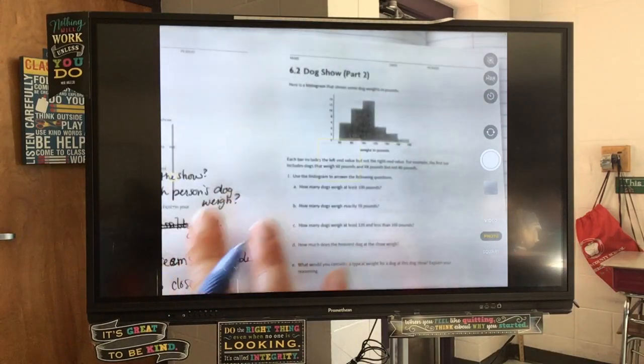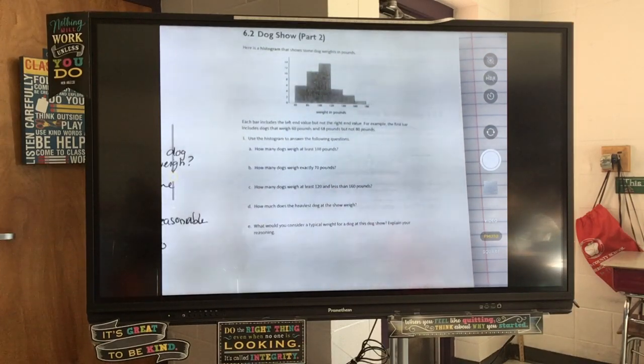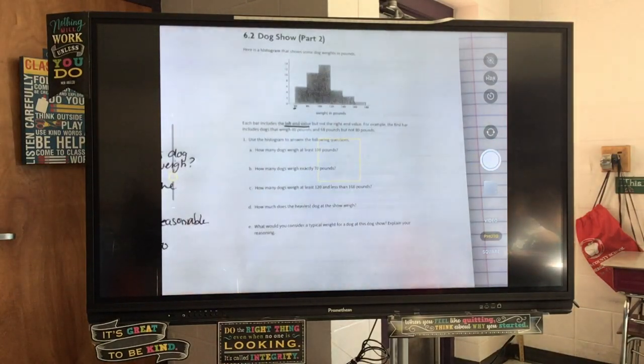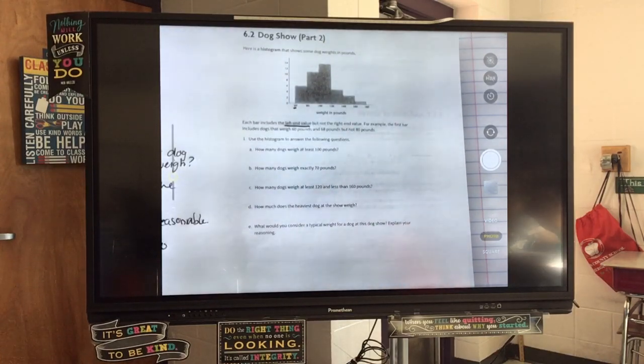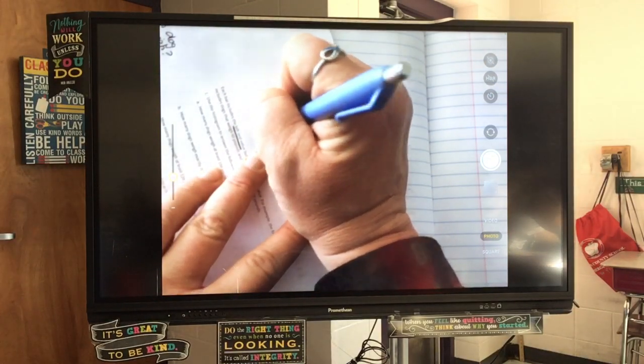All right, so we took the data that was on the dot plot, and they went ahead and made it into a histogram. Now, side note, this histogram is a little confusing. It's not my favorite example that I've ever seen. It's very important that you pay very close attention to this next part. It says each bar includes the left end value. So that means this number, for example, the first one is 60. So that bar for that histogram goes from, and I'm going to write it this way, 60 to 79.